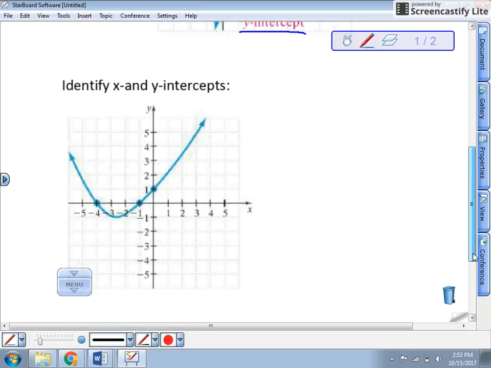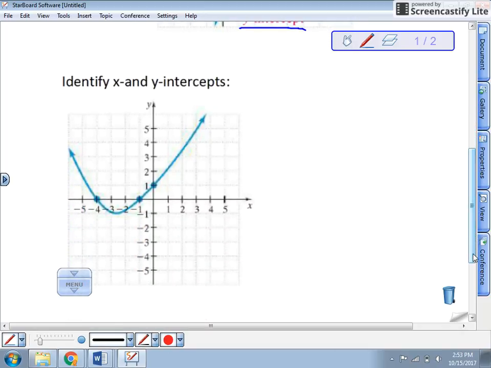So the first type of problem they'll simply ask is, hey, identify the X and Y-intercepts. Okay, well, let's look at the Y-axis. Are there any Y-intercepts? Yep, right there. Okay, now we just have to list that ordered pair. Well, if it's a Y-intercept, we know X is 0. And then what's the Y value? 1.